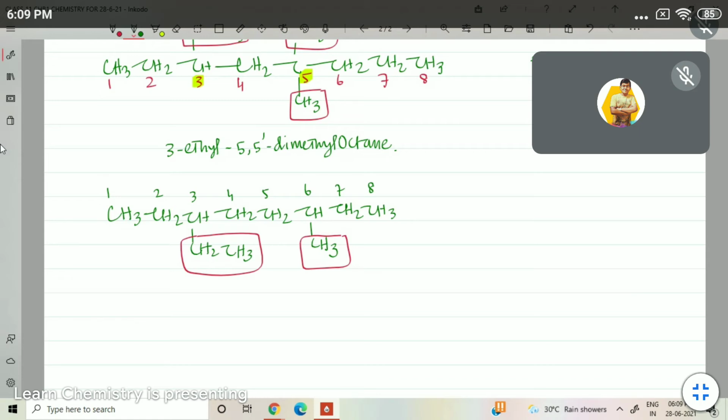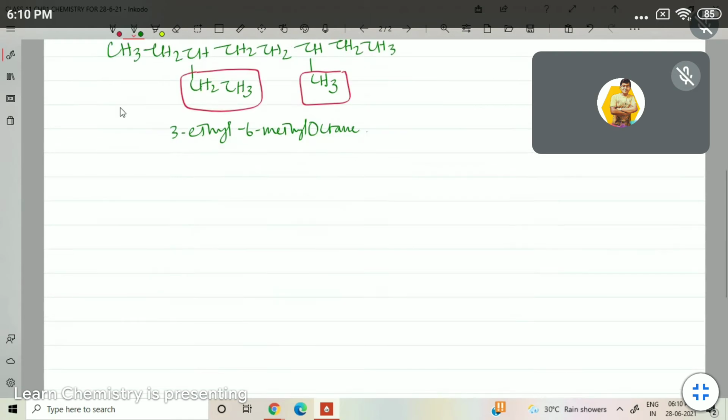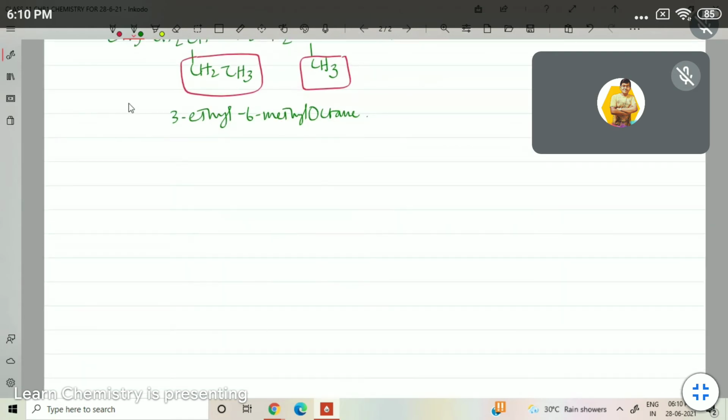Understood? Understood everyone? What will be the name then? 3 ethyl, sir, 6 methyl octane. 3 ethyl, 6 methyl octane. Done. Now what about this? CH3, CH2, CH2.